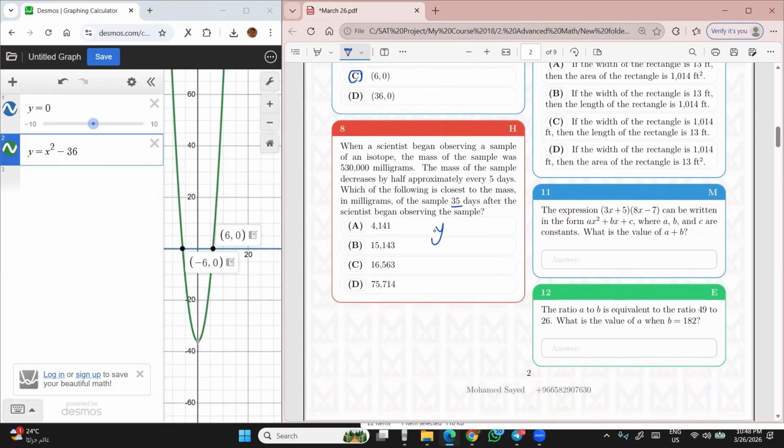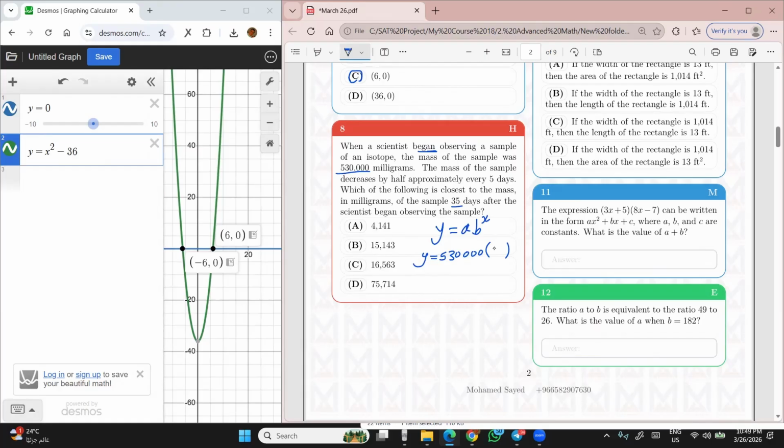The exponential function is always written like this: y is equal to a b to the x. And we can consider that a is the initial value. Initial value is the value that we started with, began with. So this is a. So we just write y is equal to a, and a is 530,000. And b is what happens to the sample. It's decreased by half. Decreased by half is the same as halved.